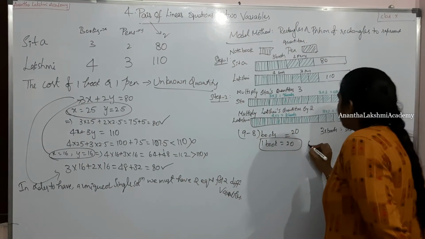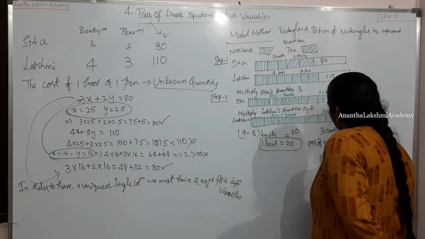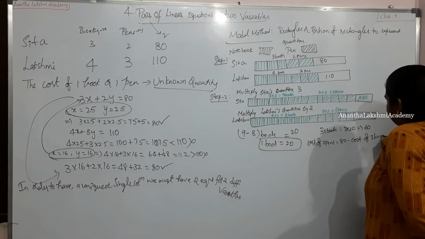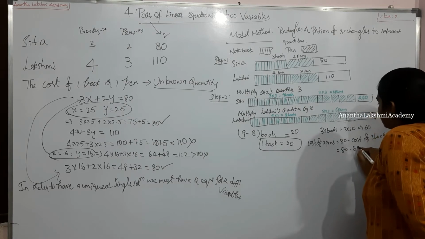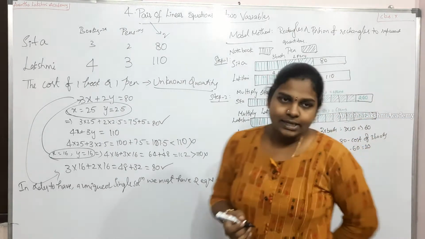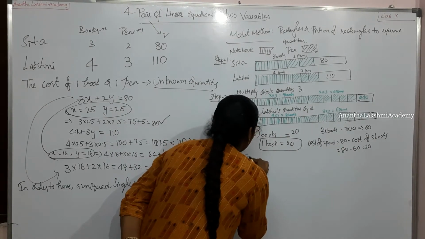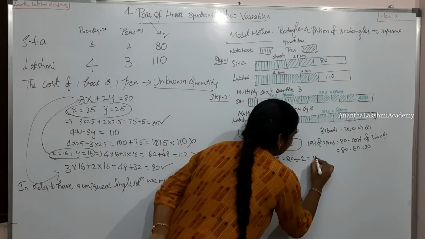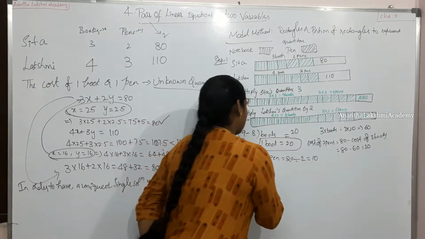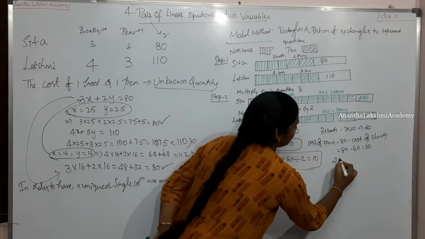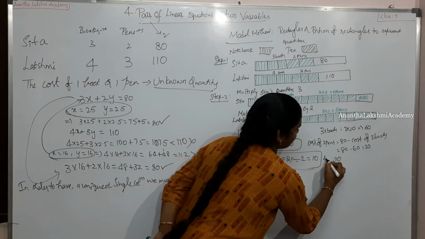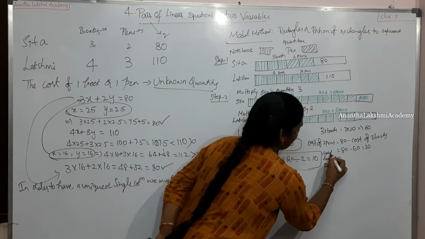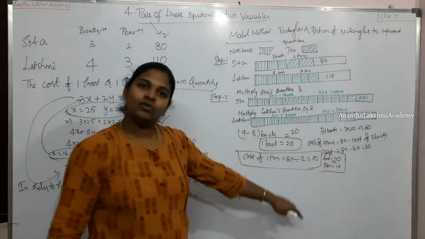So cost of 2 pens is equal to 80 minus cost of 3 books, isn't it? So this is nothing but 80 minus 60 is equal to 20. So cost of 2 pens is 20. Cost of 1 pen is equal to 20 divided by 2 is equal to 10. So cost of a pen is 10 rupees and cost of a book is 20. Cost of book and pen are now known, 20 and 10.